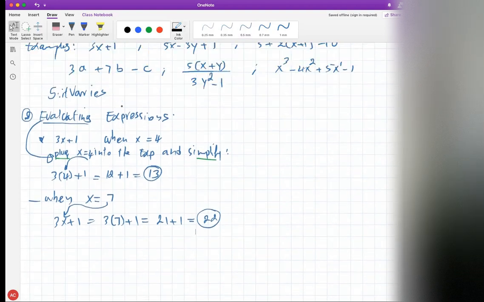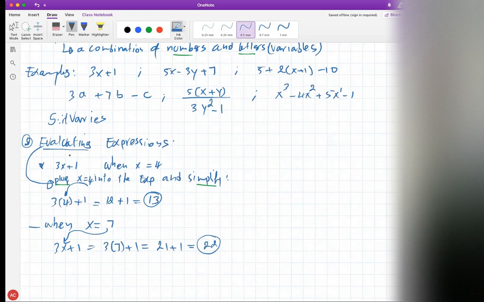Okay, so it's all about plug in and simplifying when you evaluate an expression. It could be as simple as this, or it could be something more complex like this, and so on. Let's look at another one, maybe this time with a couple of variables. Instead of just x, maybe x and y. So let's take the same one. So we're going to evaluate.